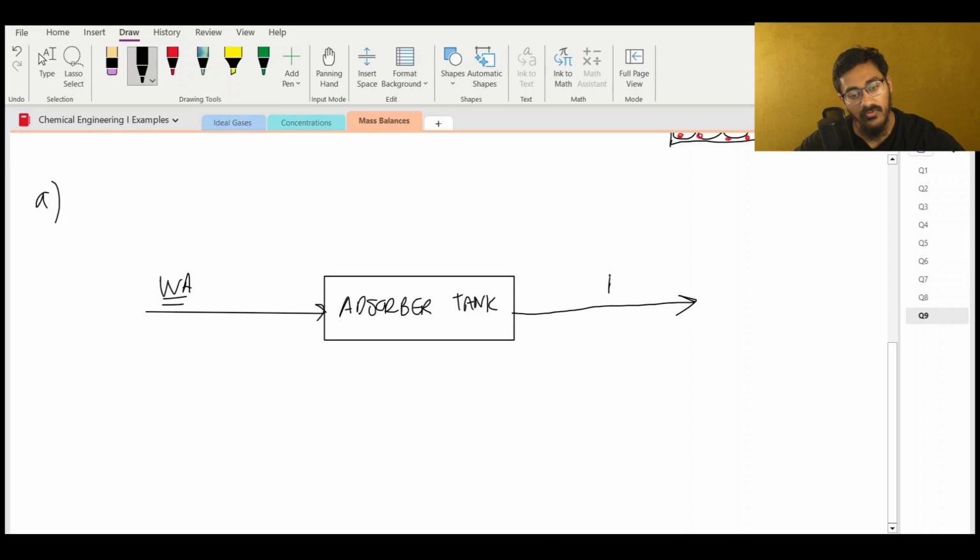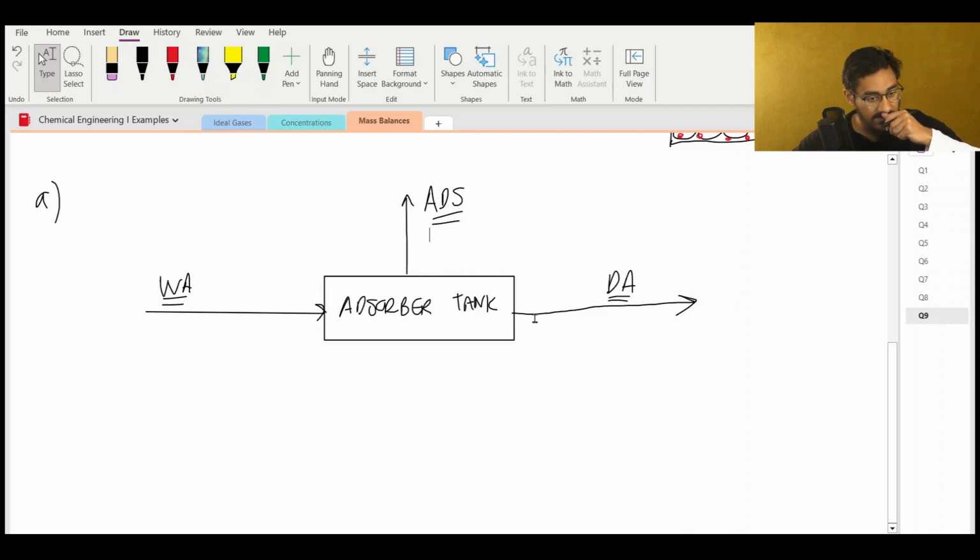Exiting the adsorber, we've got DA. I'm calling that dry air. And out of the adsorber, I have water exiting, but I'm going to call this the evap stream. No, not evaporation stream, sorry. This is not a heater, this is an adsorber. So I'm going to call this the adsorption stream. So we've got wet air coming in, adsorbed water attaching to the catalyst in the tank, and dry air exiting.